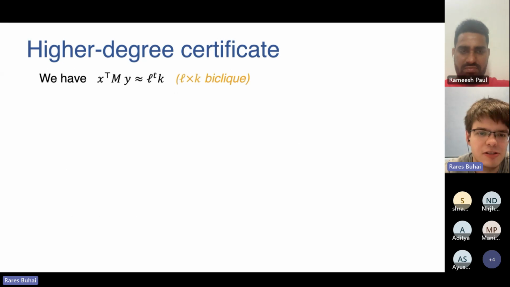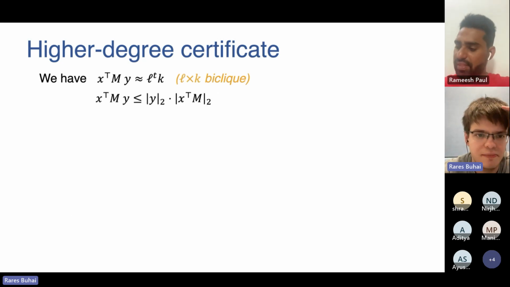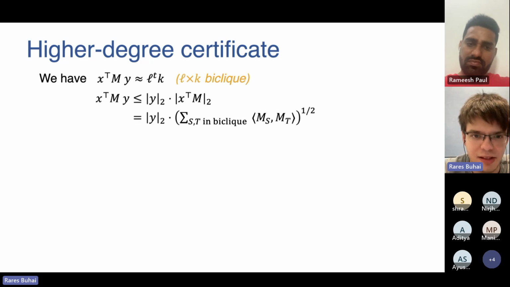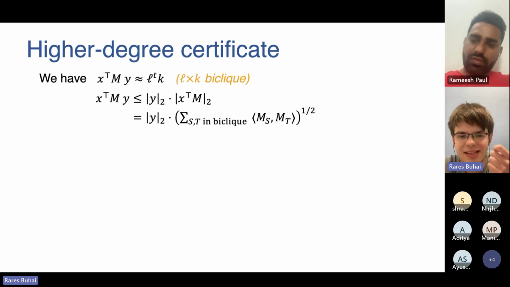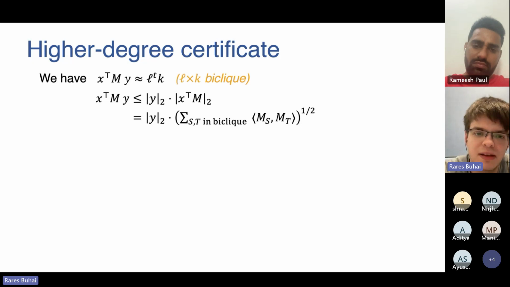And now, as before, we also want to get an upper bound on this quantity. So let's see how we can do that. I'm going to start with Cauchy-Schwarz by bounding this by the norm of Y times the norm of X transpose M. Now I want to expand the second term. If you check, this is really equal to summing over all sets S and T of size at most t that are in the biclique, and taking the inner product of M_S and M_T, these two rows, and everything to the 1/2. So you can check that if you expand the norm like that, it's this.